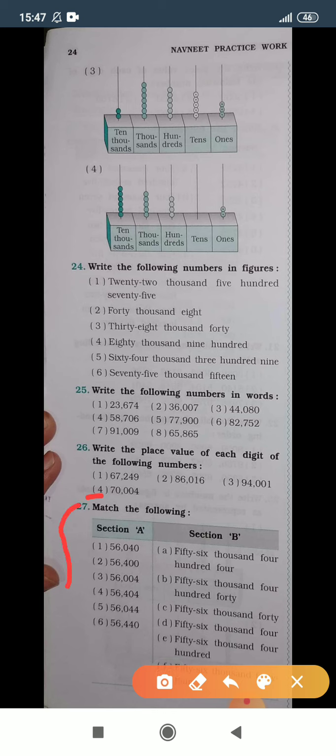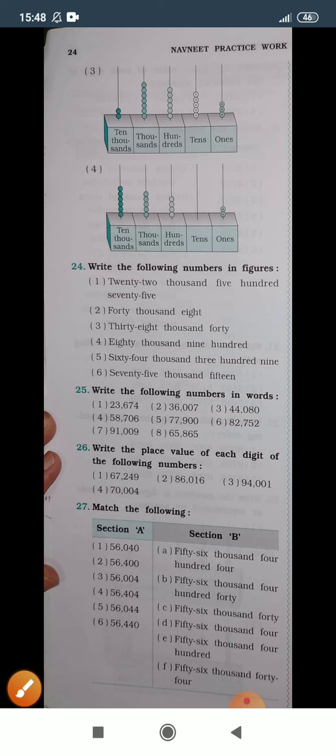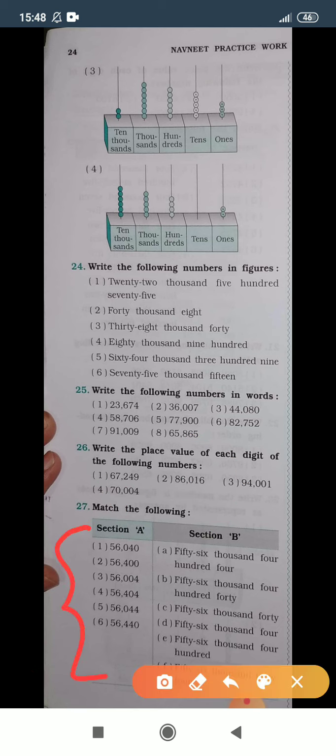Now question number 27, in that the numbers are given in section A and the answers are given in words in section B. Now you need to match these numbers with the help of the words given here. So we studied how you can convert numbers into words and how you convert words into numbers. So you can do this in your homework.